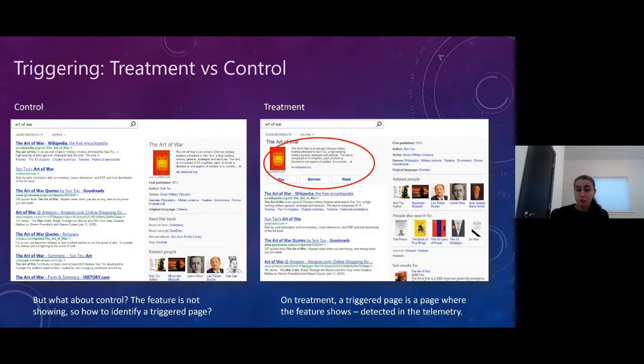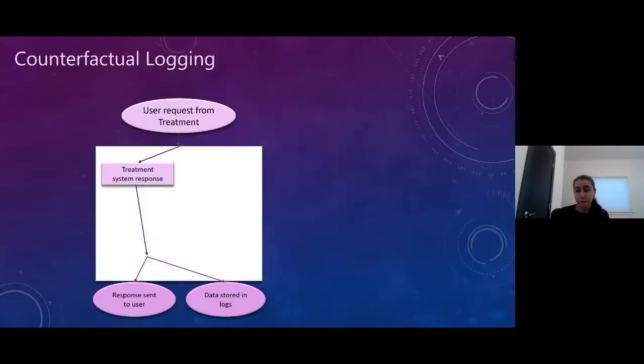However, on control, there is no feature that showed up. So how can I know that this query or this page would have been affected by the treatment, or would have shown the feature if this ended up being on treatment? So this is what we call the counterfactual logging.